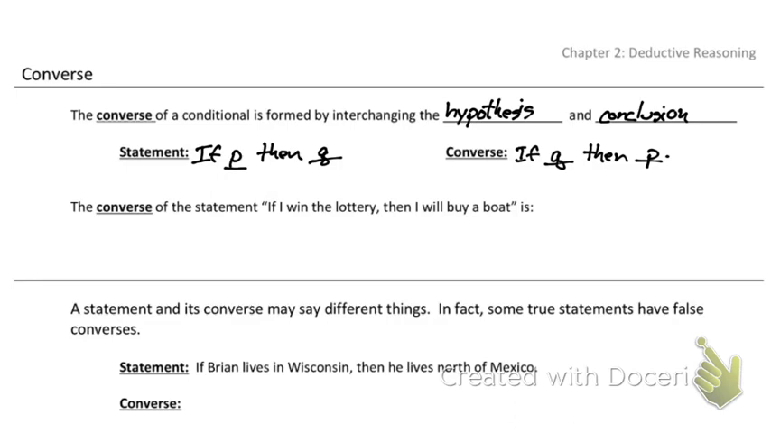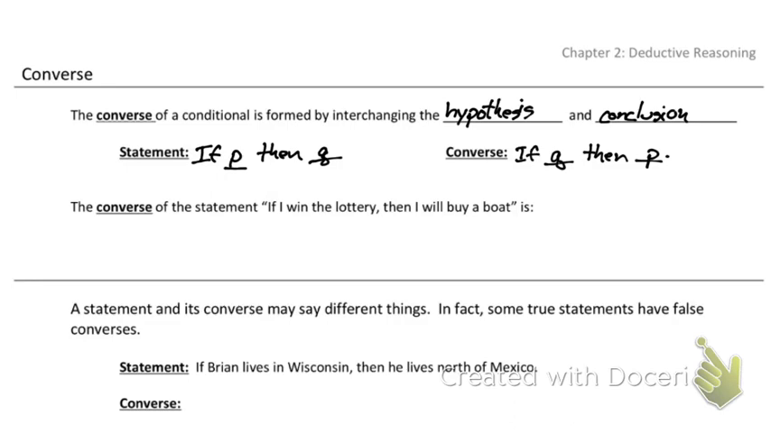Does that kind of make sense? I'm just pointing out if P, these are our two interchangeable things. If and then pretty much stay put. These are two things that we flip for converse. If you don't want to underline them, you don't have to.